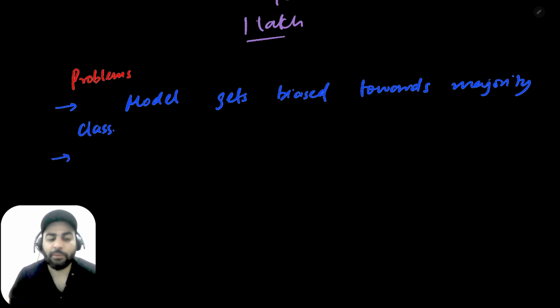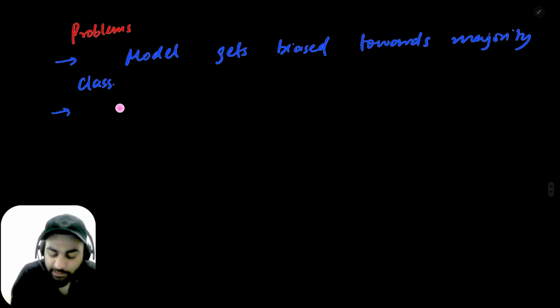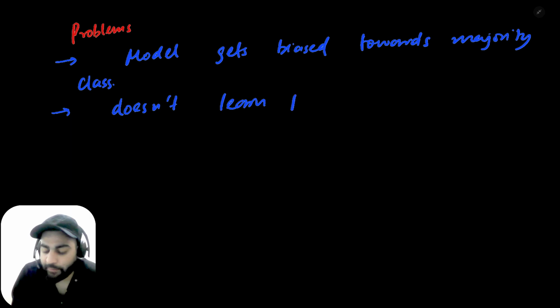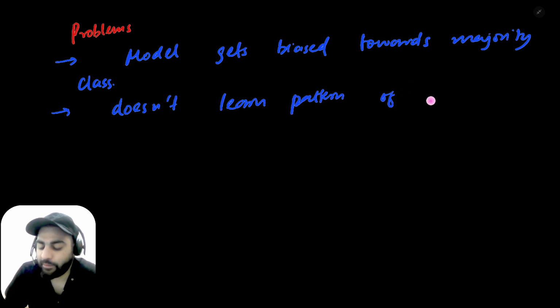The other problem is it cannot learn the patterns then, because it has seen very few samples. It does not learn patterns, or in mathematics it does not learn the distribution of the minority class. This is again a problem with that.